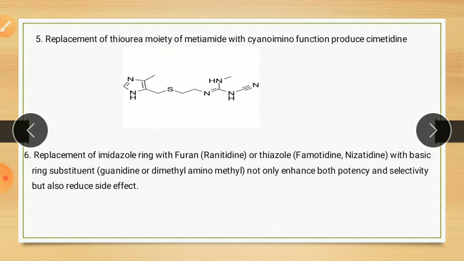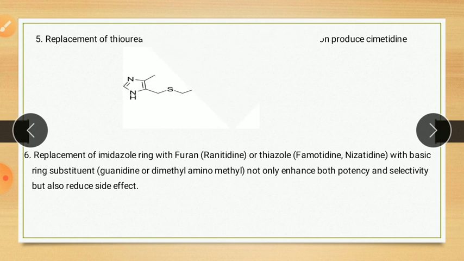Next point, replacement of the imidazole ring with furan, example ranitidine, or with thiazole, example famotidine, nizatidine, with basic ring substituent, example guanidine or dimethylaminomethyl, not only enhances both potency and selectivity but also reduces the side effect. So in case of cimetidine, the side effect gynecomastia is due to the imidazole ring. In the new drugs, this imidazole is replaced by furan, or it may be replaced by thiazole, which gives the new drugs ranitidine, famotidine, nizatidine.